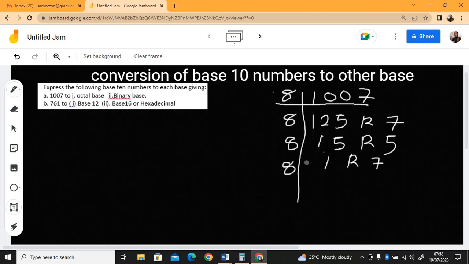Until the number at the front, before the remainder, turns to 0. So 8 goes into 1 is not possible, so you write 0 with remainder 1. It doesn't matter. Sometimes you can have 3 here, or 5 here. 8 goes into 3 is not possible, so you write 0. Any number that is here, let me use another color.